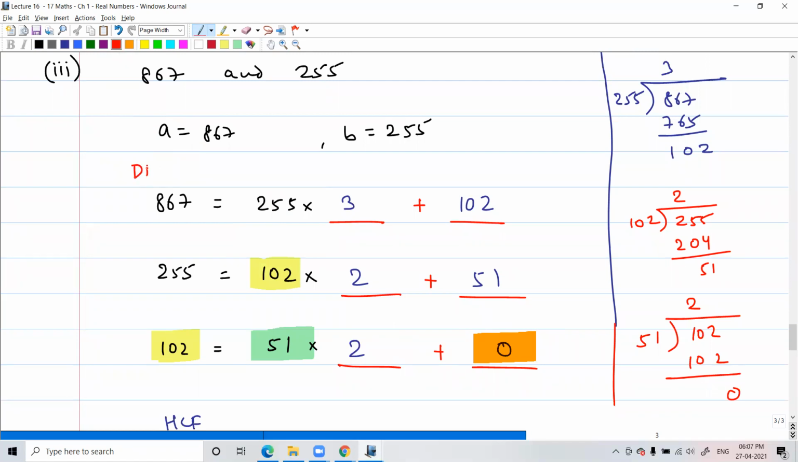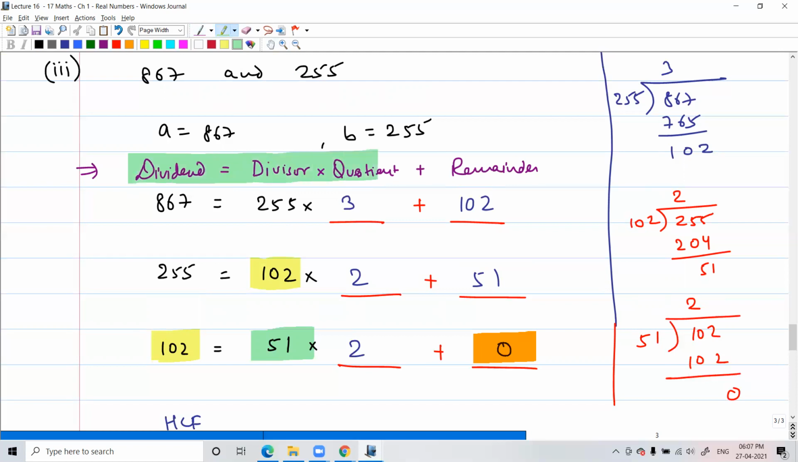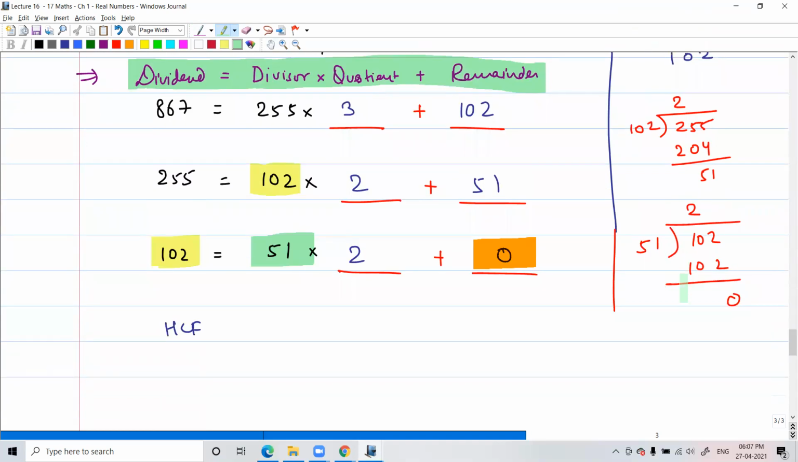Some of you are confusing the dividend, divisor, quotient, remainder. So I will write that for you. But remember, you don't have to write this thing. This is just for your understanding. I'm writing, you don't have to write this down.